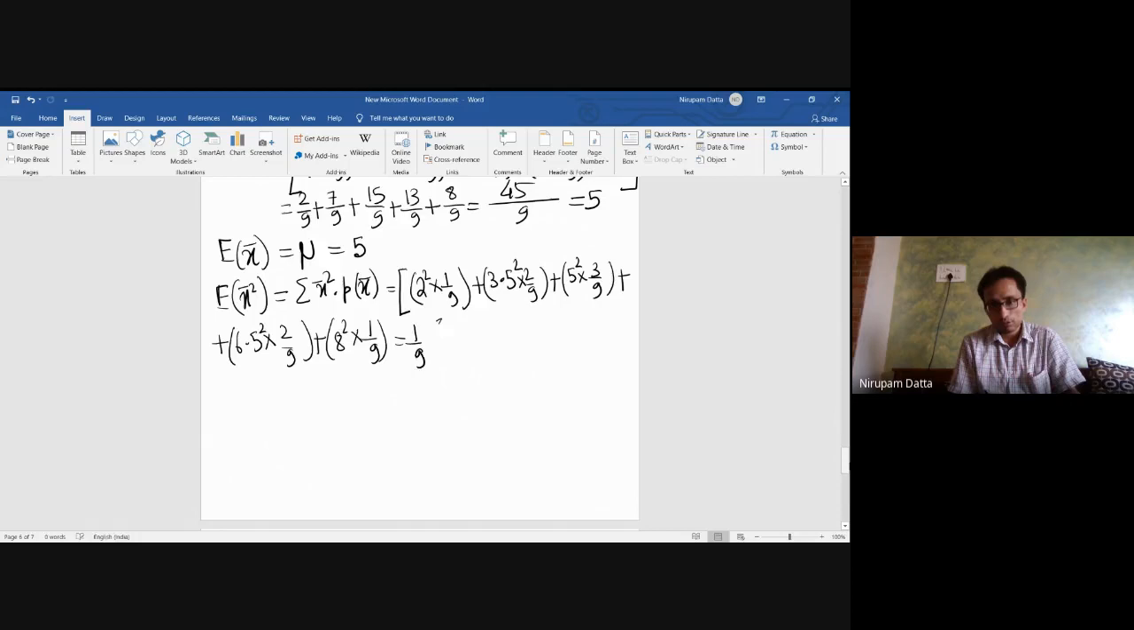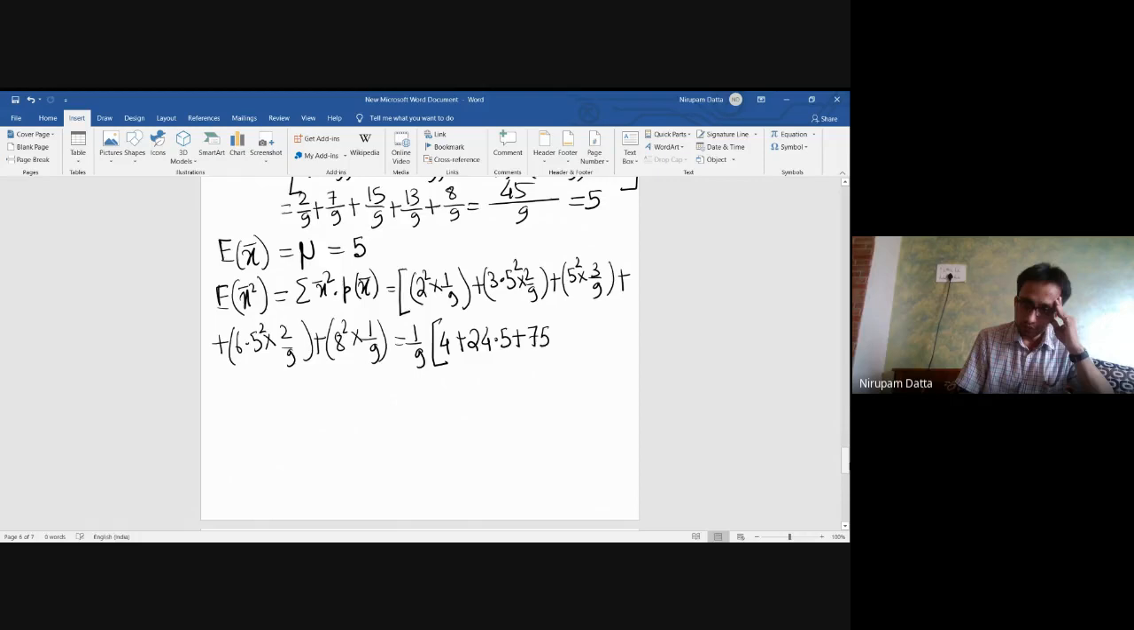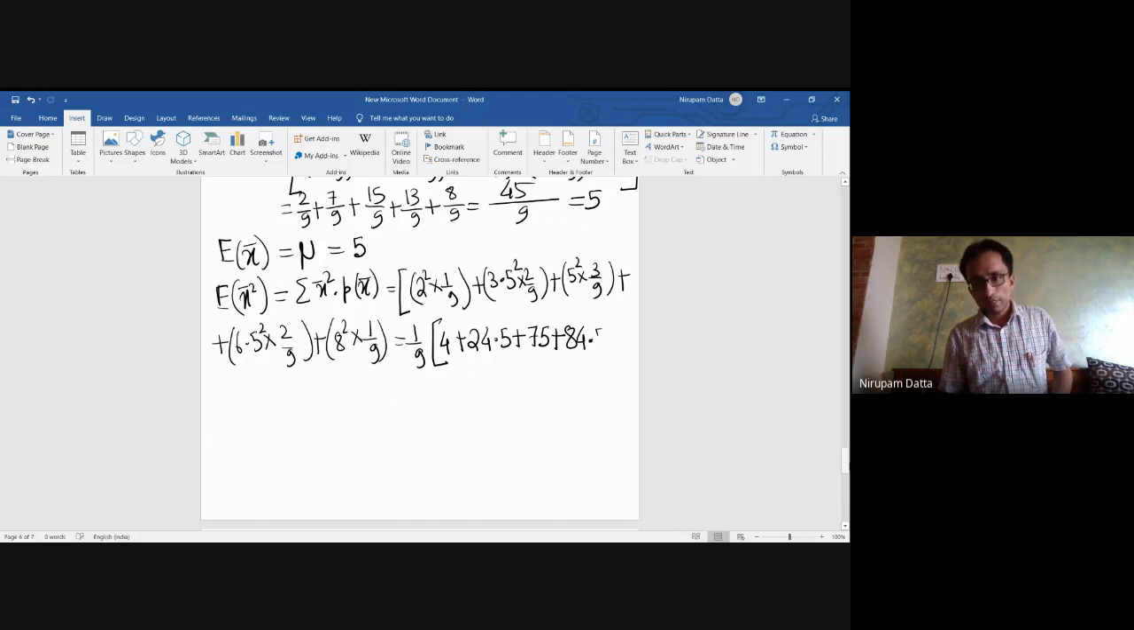So 1 by 9 is a common factor, goes out. 2 square is 4, 4 into 1, 4. Plus 3.5 square is 12.25, 12.25 into 2 is 24.5. Plus 5 square, 25, 25 into 3, 75. Plus 6.5 square is 42.25, 42.25 into 2 is 84.5. Plus 8 square is 64, 64 into 1 is 64.